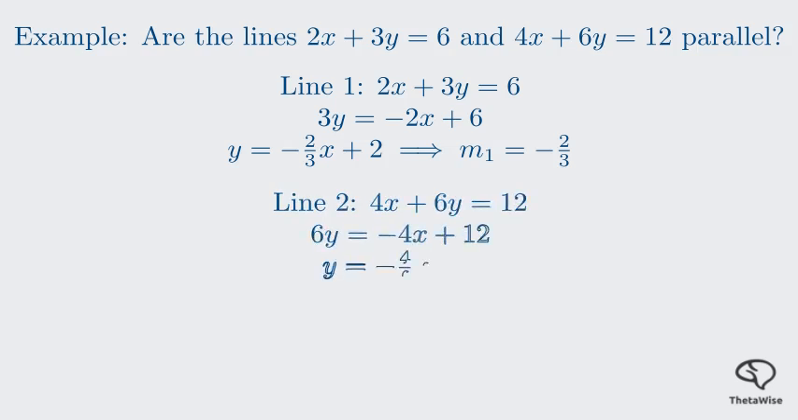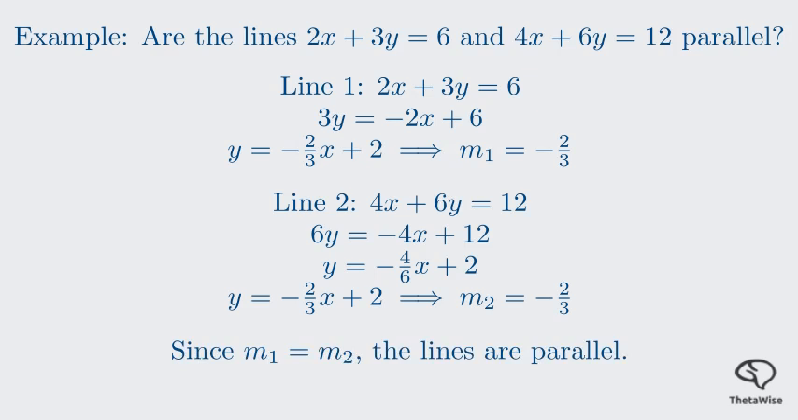For the second equation, we subtract 4x from both sides to get 6y equals negative 4x plus 12. Dividing by 6 gives us y equals negative 4/6 x plus 2. This simplifies to y equals negative 2/3 x plus 2. The slope is also negative 2/3. Again, the slopes are equal, so the lines are parallel. In fact, notice that these are the exact same line. They are parallel and coincident.